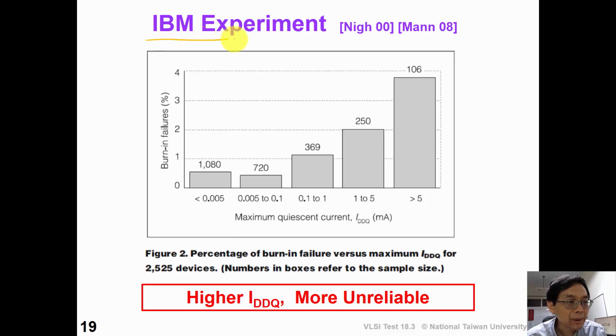This is another experiment performed by IBM. They measured IDDQ and then performed burn-in. This picture shows the failure rate after the burn-in. The x-axis shows the IDDQ current. We can see that the failure rate after burn-in is low for low IDDQ chips, but it increases with high IDDQ. That means that if the IDDQ current is higher, it's more likely to be an unreliable chip.